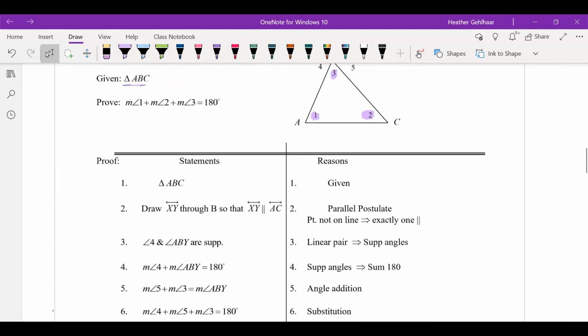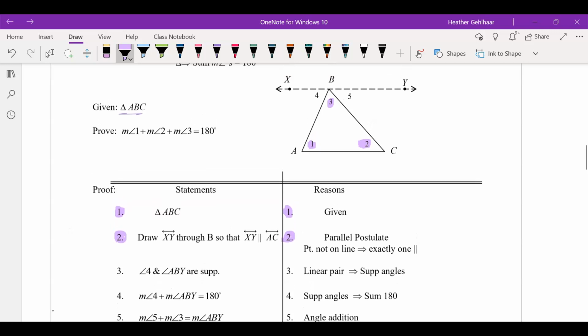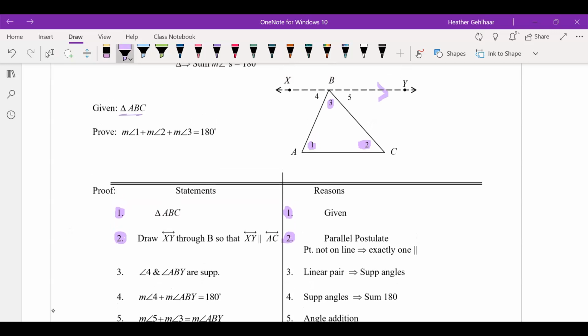The first few steps in here: one is the given. In step 2, it says draw line XY through B so that XY and AC are parallel. So we've got these two here are parallel. I'm going to erase these here. And this is from the parallel postulate. We've done this before. It's the parallel postulate where we're given a point and a line, and through that point, there's exactly one line that will make these two lines parallel.